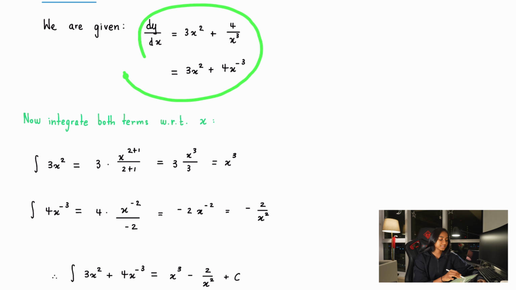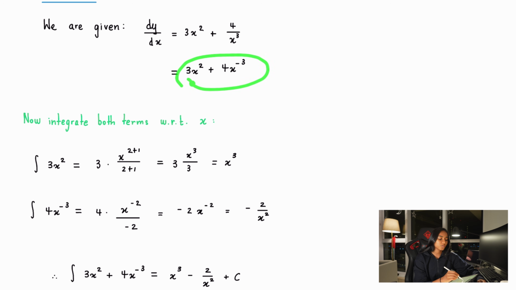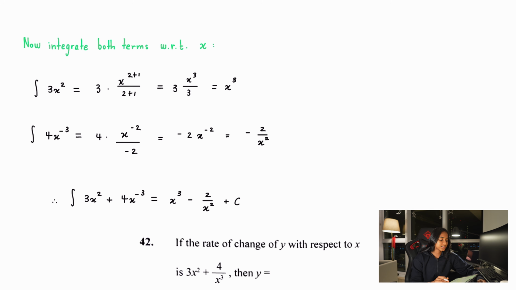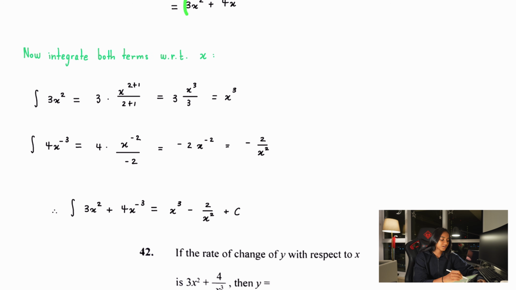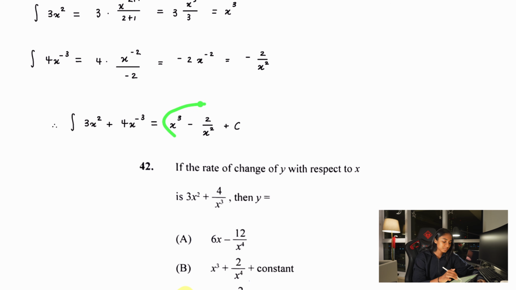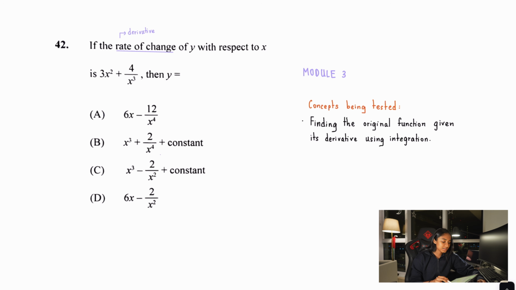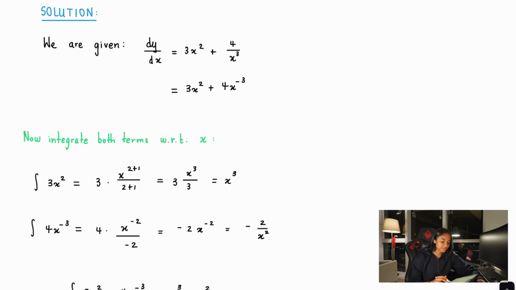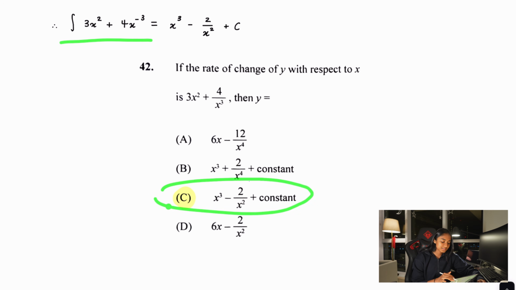We're given dy/dx, and we're going to make it into a form that is easier for us to integrate both terms. We'll start with 3x squared, and we get x to the power of 3. We know our basic laws of integration. And the same for 4x to the power of minus 3, we get minus 2 over x squared. When we combine both of these, we get our answer for the integral, and therefore we were able to find y, which is C.